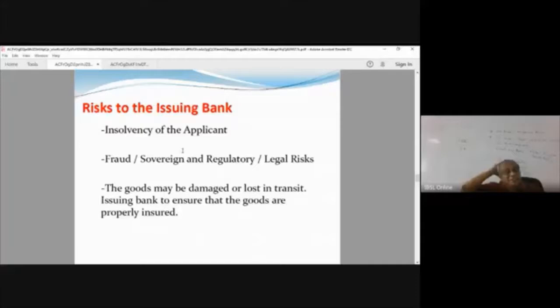Always the responsibility lies with the buyer. Because once you have loaded the goods on deck, from that point the risk is transferred from seller to buyer.